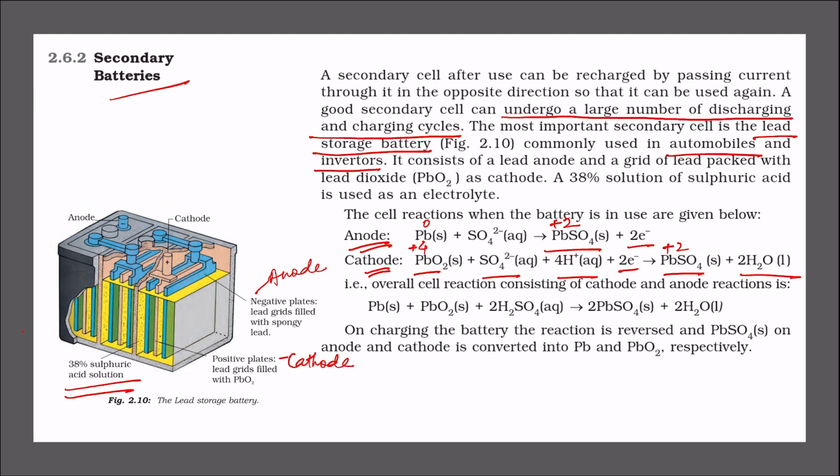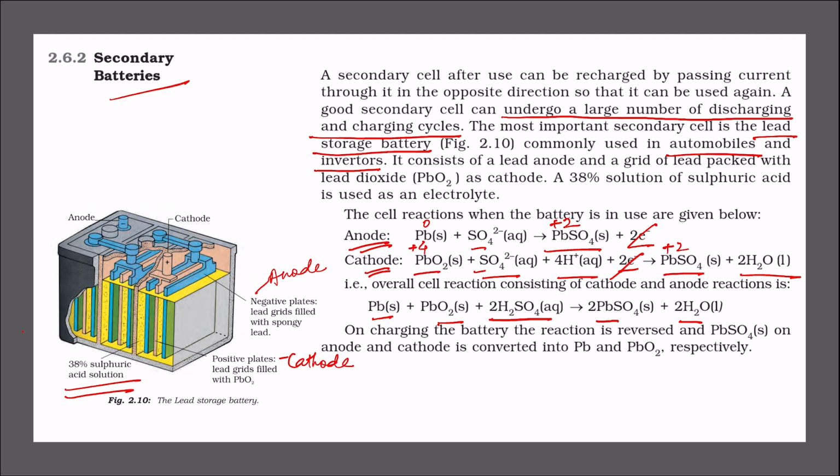Now adding the oxidation and reduction reactions, the overall cell reaction or the redox reaction will be lead plus lead dioxide. Now 2 moles of sulfate ions plus 4 moles of H+ ions will form 2 moles of H2SO4. And on the product side, 2 moles of lead sulfate and 2 moles of water. Electrons are present on opposite sides, that is, at the anode the electrons are on the product side and at the cathode electrons are on the reactant side. So when these cathode and anode reactions are added, the electrons get cancelled.